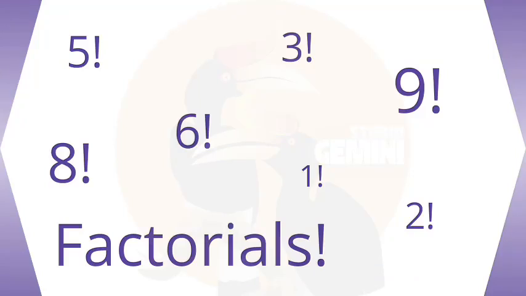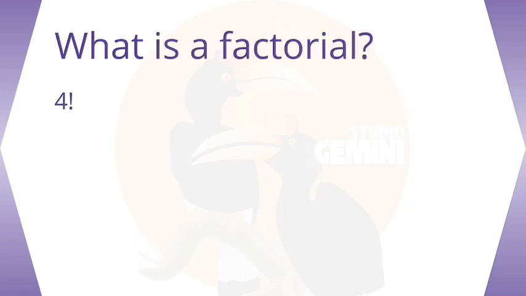Hello students! In this video we'll discuss how to evaluate factorials and when to use them. Let's get started. You might be wondering, what is a factorial? When you see a whole number followed by an exclamation point, it's called a factorial. A factorial means we multiply all the whole numbers between 1 and the given number.